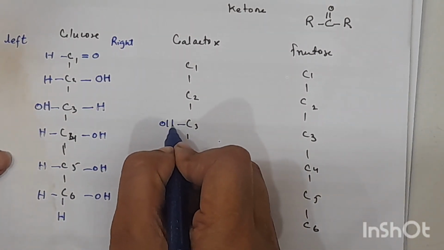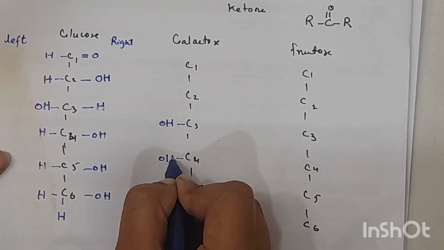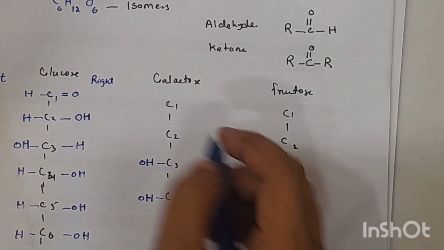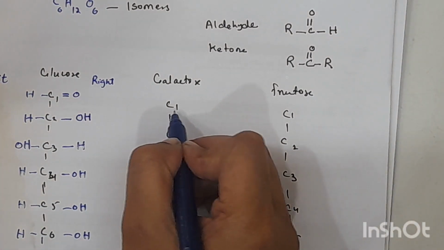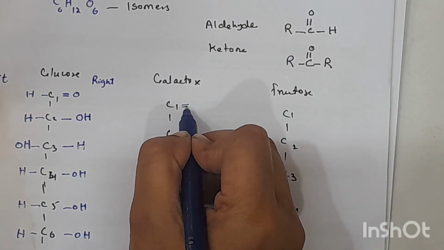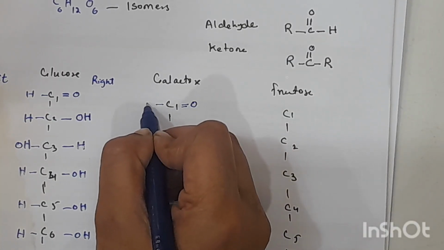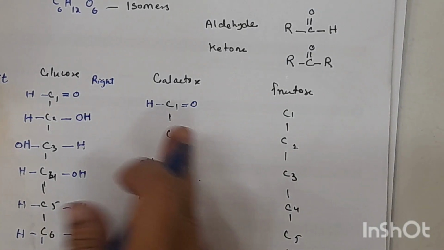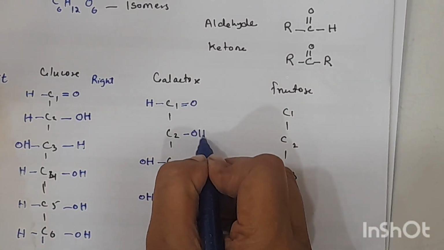So we will write the hydroxyl group here. On carbon number 1, we will write the functional group. This is carbon number 1, it makes a double bond with oxygen, and we will write hydrogen here. This is the alkyl group. Now we will add the hydroxyl groups.